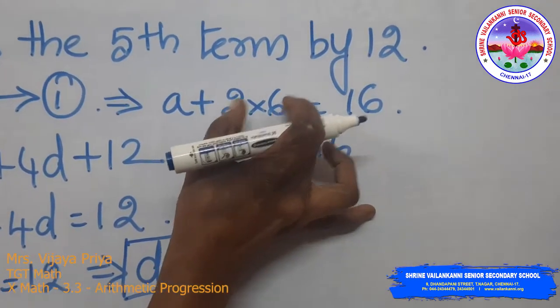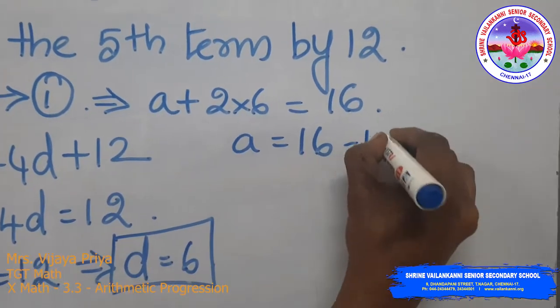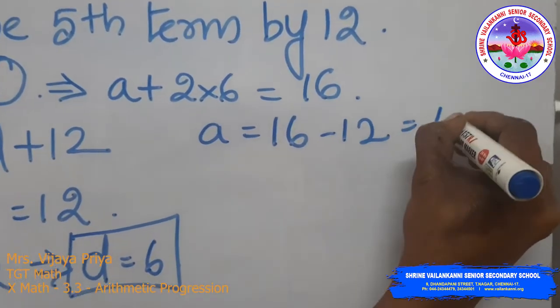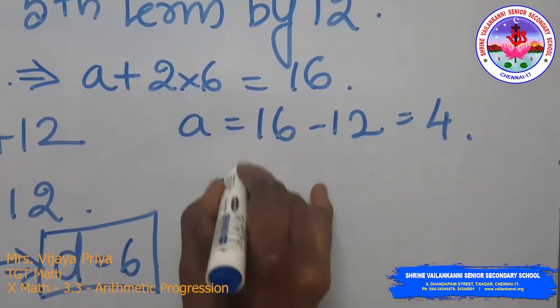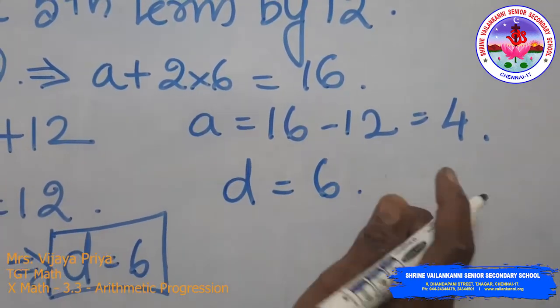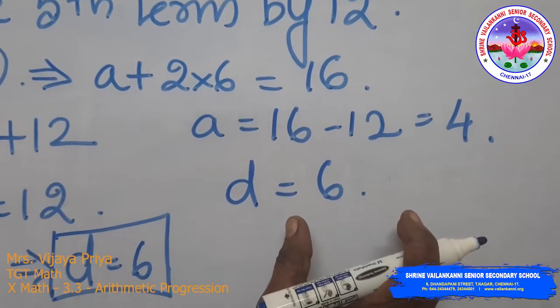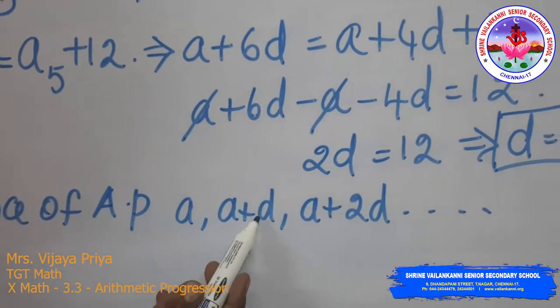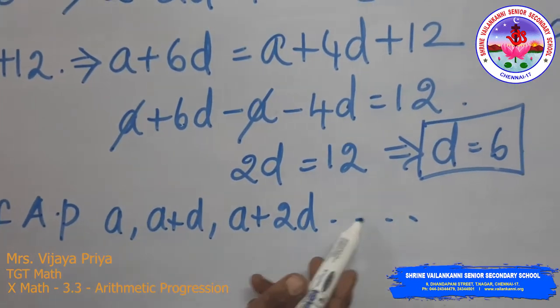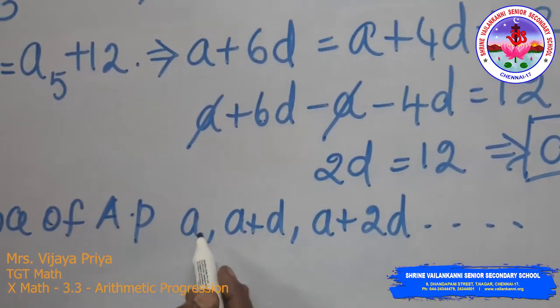So this plus 12 goes that side, it becomes minus 12, which is equal to 4. So I got A value as 4, D value as 6. I am going to find now the sequence of AP. The sequence of AP is of the form A, A plus D, A plus 2D and so on. So I am going to substitute A and D here.